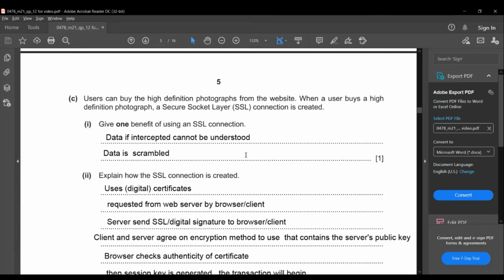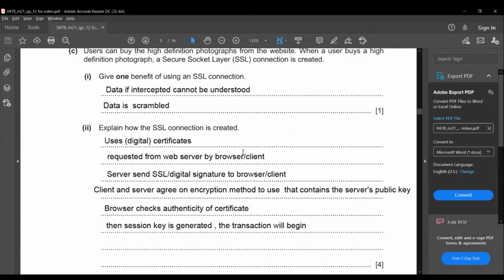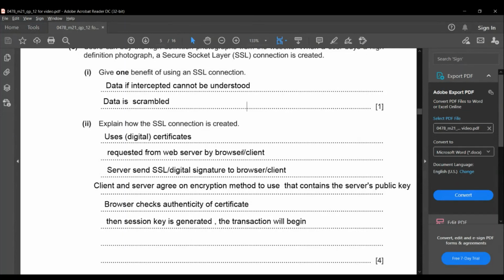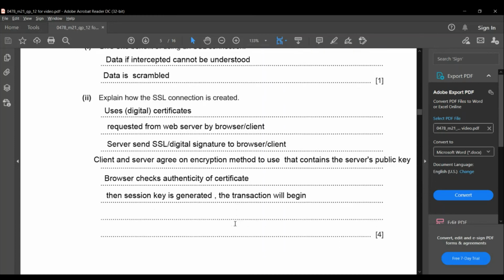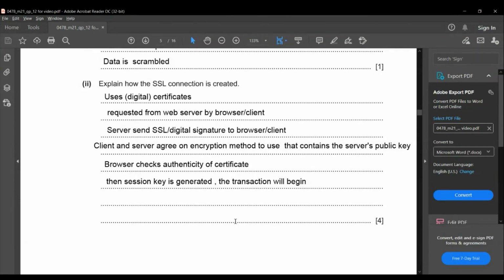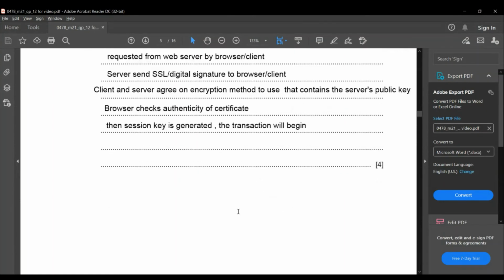Explain how an SSL connection is created. Since this is a 4-mark question, you need to write a few points. It uses digital certificates which are requested from the web server by the web browser. The server sends the SSL or digital certificate to the browser. Client and server agree on the encryption method to use, which contains the server's public key. The browser checks the authenticity of the certificate. Then a session key is generated and the transaction will begin. This is how the SSL connection is created. I hope you understand this.